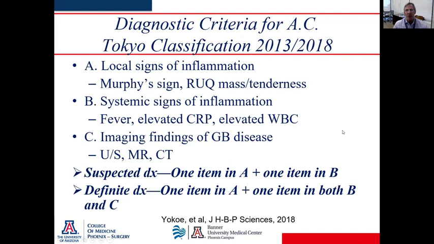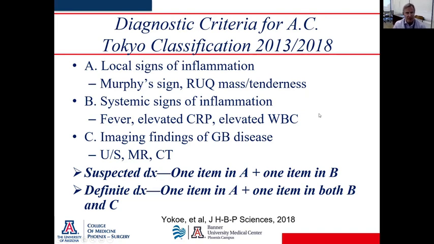So the Tokyo classification has been around since at least 2013. It's been updated once in 2018. And the diagnostic criteria to make the diagnosis of acute cholecystitis include local signs of inflammation, like Murphy sign or right upper quadrant mass or tenderness, systemic signs of inflammation, which can be fever or elevated CRP or white blood count, and/or imaging findings of gallbladder disease, such as ultrasound or MRCP.